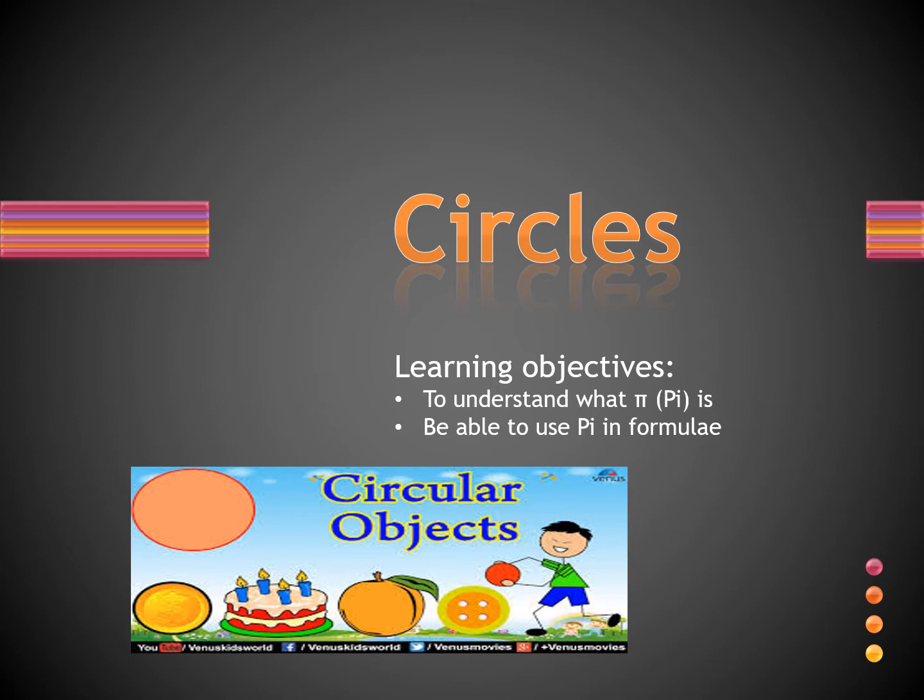If I ask you to mention a few circular objects you come across in your daily life, I think you may give me hundreds of examples, starting from a 1 dirham coin to a CD, bangles, plates, pizzas. I'm sure you will come up with lots of examples. The learning objective is to understand what pi is. Be able to use pi in the formula.